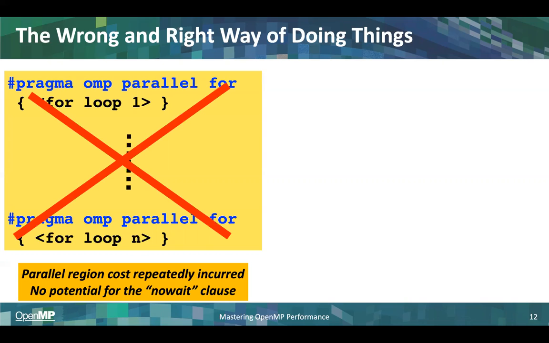As you probably know, the nowait clause leaves out the implied barrier at the end of a construct. It's a really, really nice feature. I like it a lot. I use it a lot. But the parallel region, for good reasons, has an implied barrier at the end, and you can't get rid of it. There's no nowait for the parallel region. Again, that makes sense, but it is expensive. So this is not the right way to do this kind of coding.